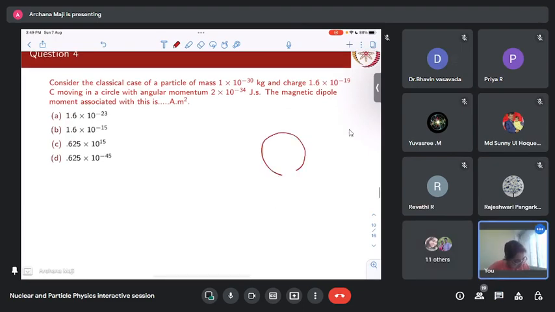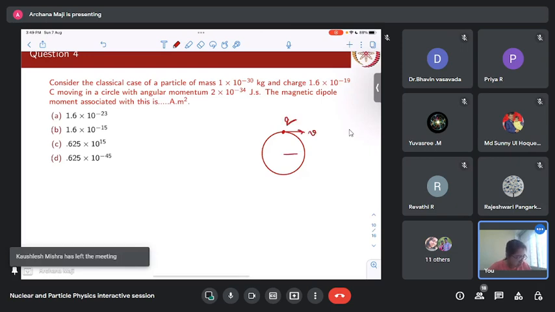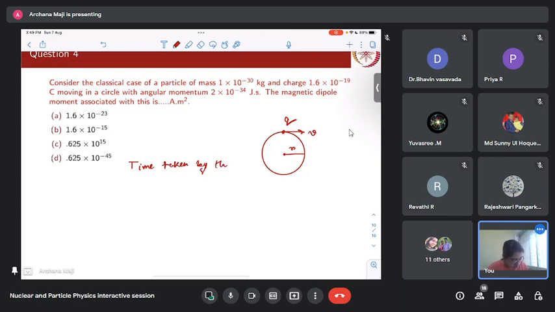So basically, if we have a charged particle of charge q which is moving with a velocity v in a circle of radius r, then the time period, which is the time taken by the charge q to traverse a distance 2 pi r with velocity v, is the time period T equal to 2 pi r over v.